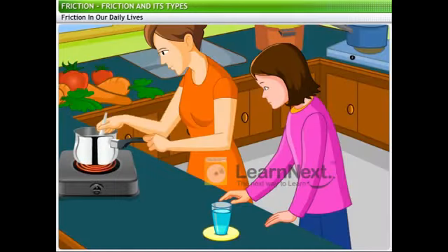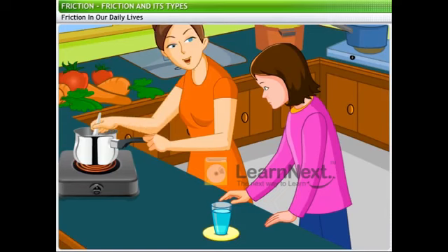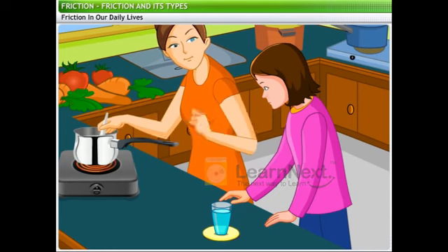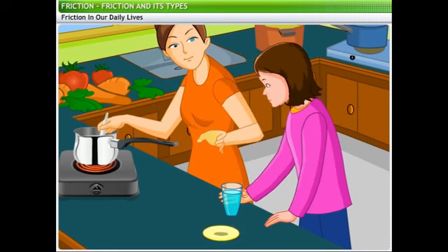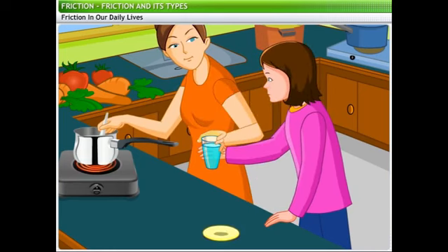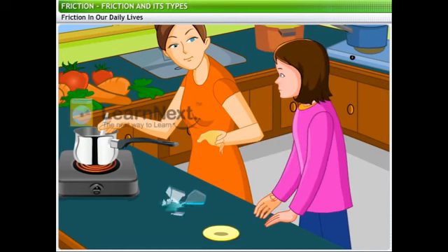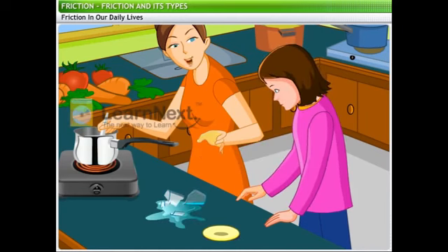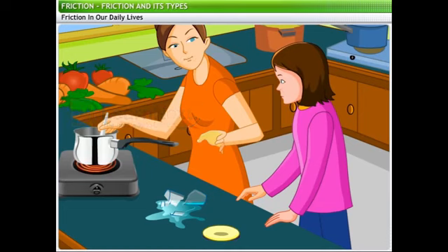Tina is helping her mum make dinner. Let's see what's happening here. Tina, can you give me a glass of water, please? Here, Mom. Oops! It slipped. Oh ho! I'm afraid I had cooking oil on my hands.